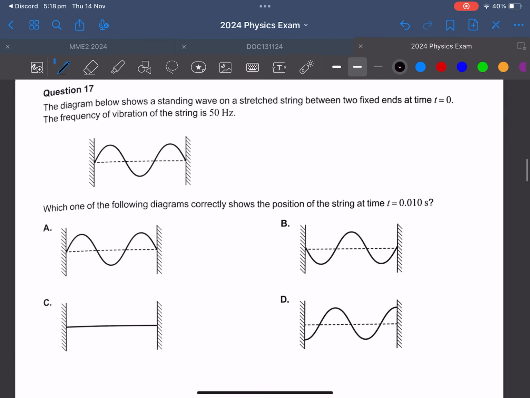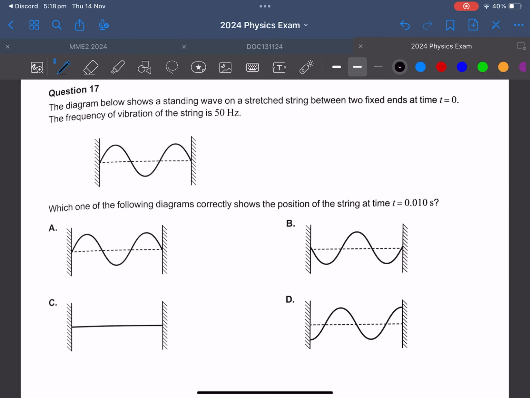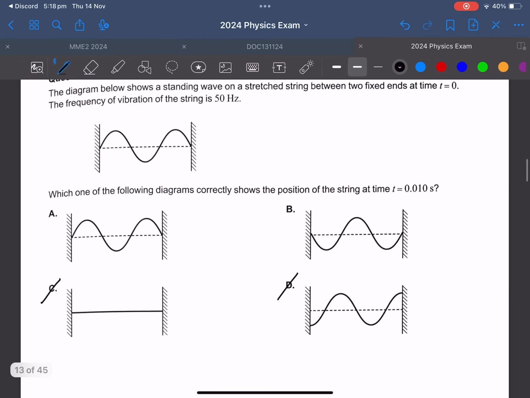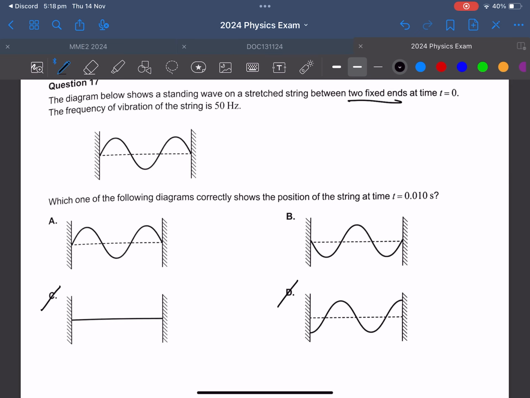Okay. The diagram below shows a standing wave on the stretched string between 2 fixed ends at time t equals 0. The frequency of vibration of the string is 50 Hz. Which one of the following diagrams correctly shows the position of the string at this time? Okay, can't be option D, can't be option C. I don't think it's going to be that, because the ends are fixed, so they can't move. So that's why it can't be option D.